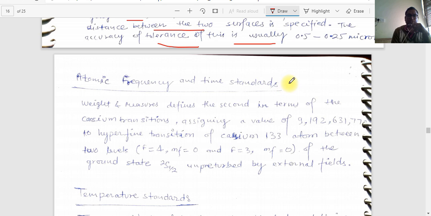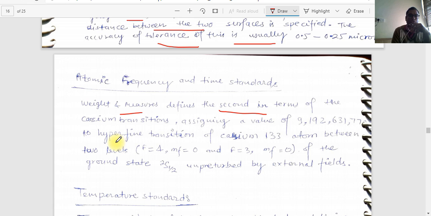What is the atomic frequency and time standard? Weights and measures defines the second in terms of the cesium transition, assigning a value of 9192631770 to the hyperfine transition of the cesium 133 atom between two levels, F equal to 4, MF equal to 0 and F equal to 3, MF equal to 0, of the ground state 2S1/2, unperturbed by external fields.